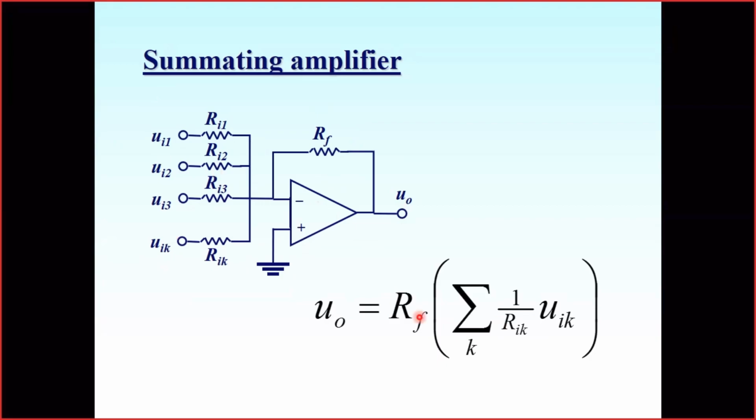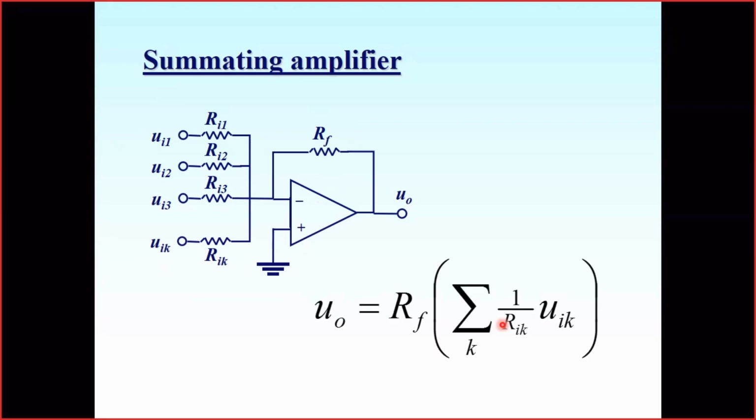I may select all these resistors Ri all equal. They all may be equal, and may be equal to RF, for example. In this case, my equation reduces to just an expression that the output voltage is just the sum of all input voltages. So this is called a summating amplifier. So we may get a signal which is equal to the sum of other signals.